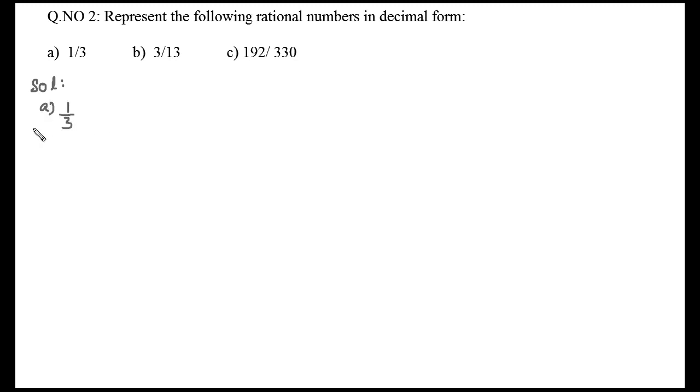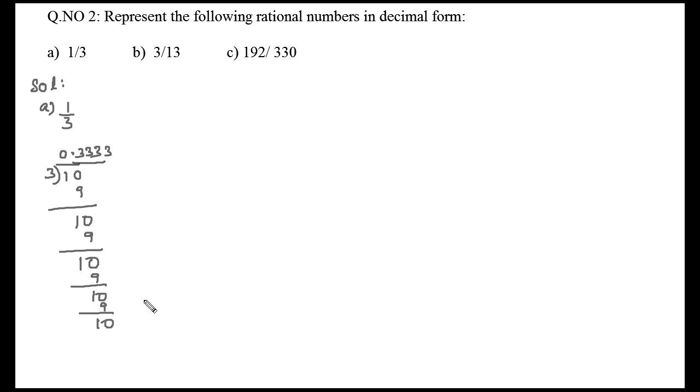So we will divide 1 by 3. Here is 3 and here it's 1. As 1 is smaller than 3, we'll consider a decimal point. Now it is 10, 3 times 3 is 9. The remainder is 1, then 0. So again 3, 9. The remainder is 1 again, 0, 3, 9, 1, 0, 3, 9, 1, 0.